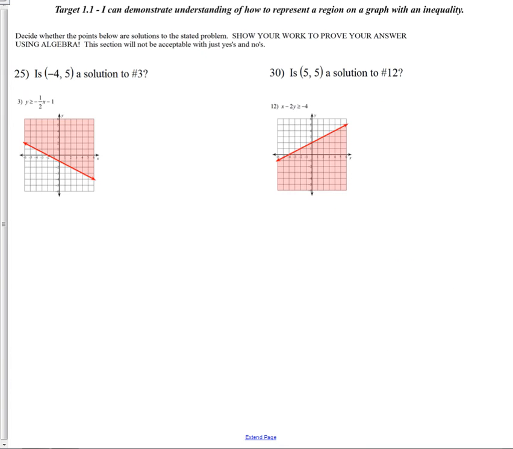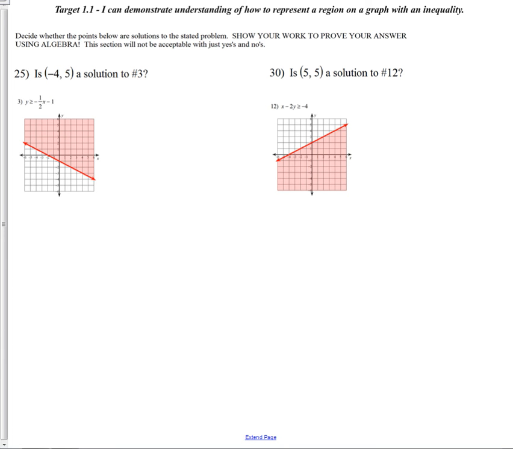Moving on, we're going to do number 25 and number 30. Now in both of these problems, I put in the answers to the problems that they refer to. So problem number 25 refers to the answer in number 3. You can always look at the back where the answers are to see exactly. And problem number 30 refers to number 12. So I put those in there. You don't see them in your packet, although they are in the back with the answers. So let's take a look at these.